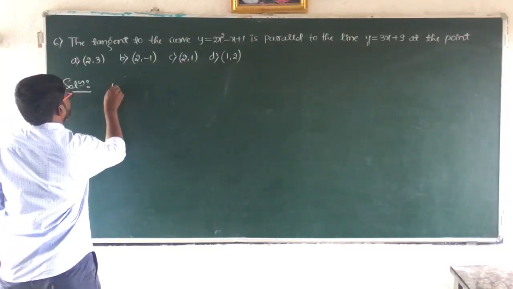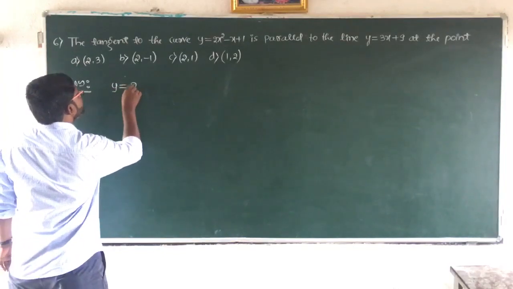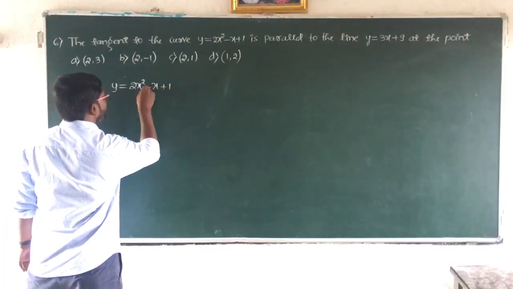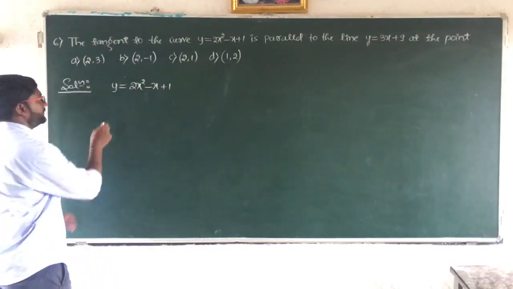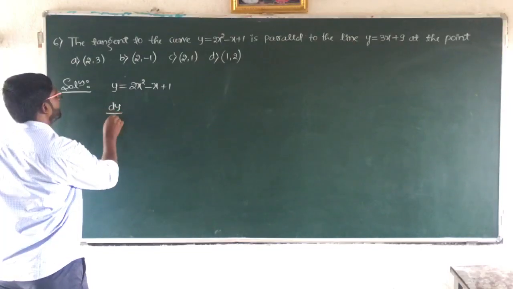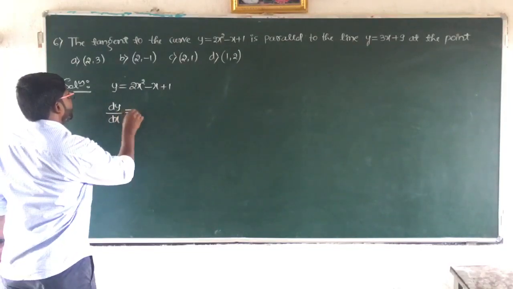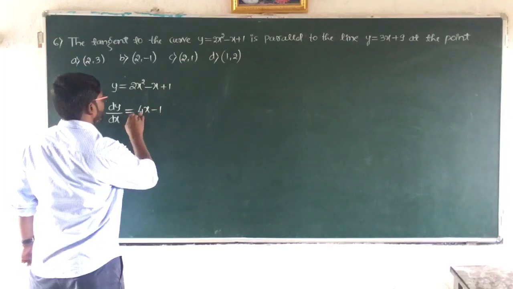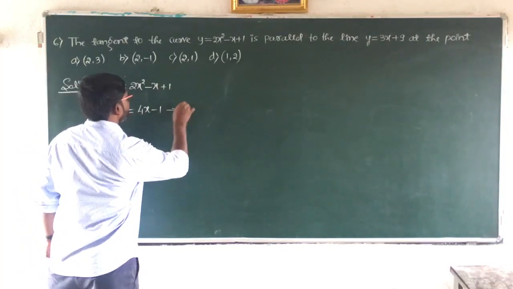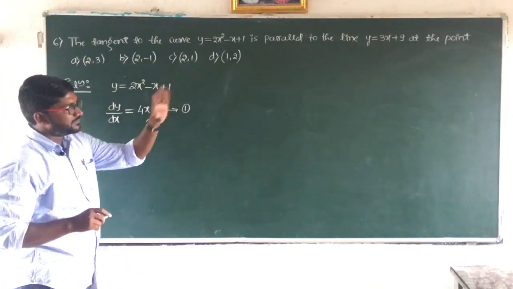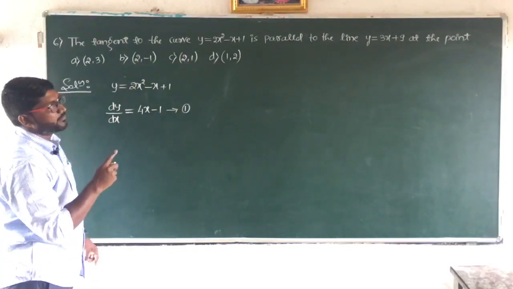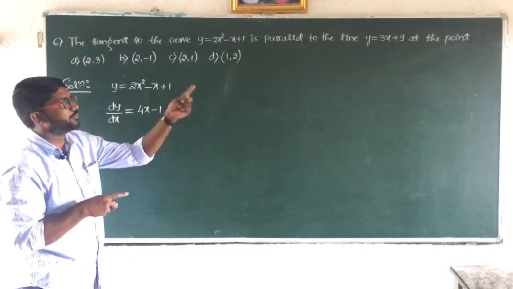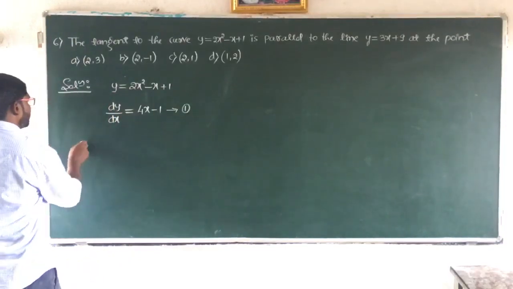So, here y is equal to 2x square minus x plus 1 minus x plus 1. Differentiate this, we get dy by dx, which is equal to 4x minus 1. I call this equation number 1. Now consider another line in the form of y equal to mx plus c, where m is 3, that is, the slope of the line is 3.